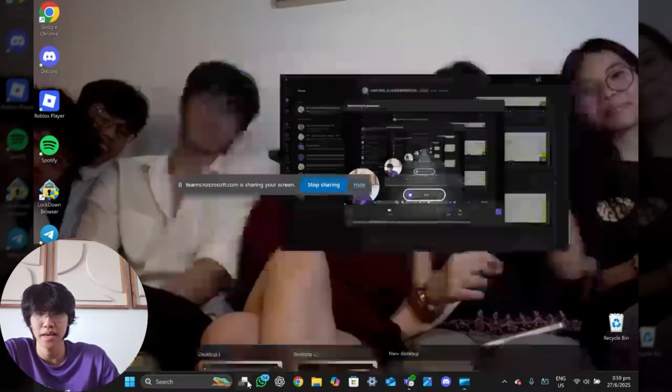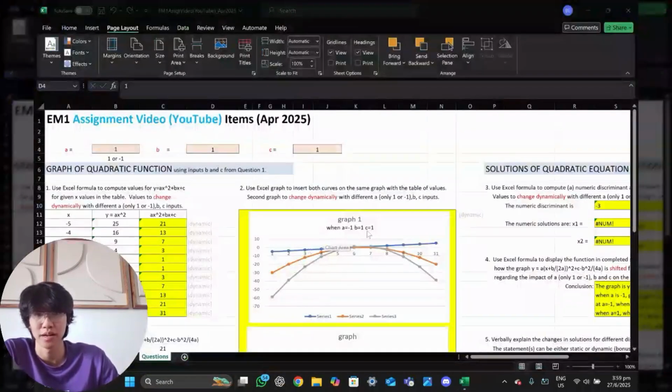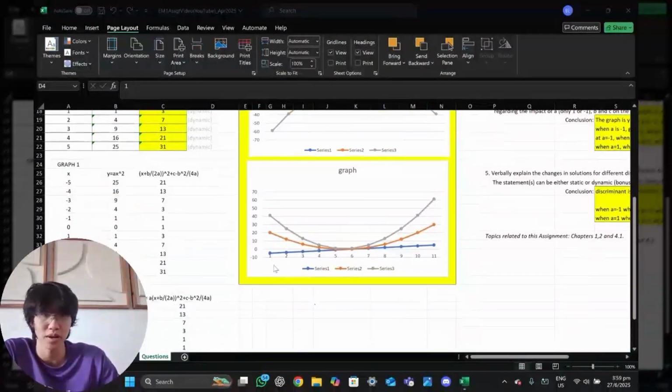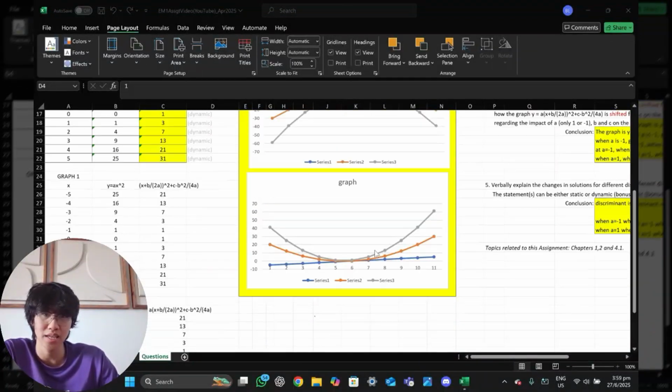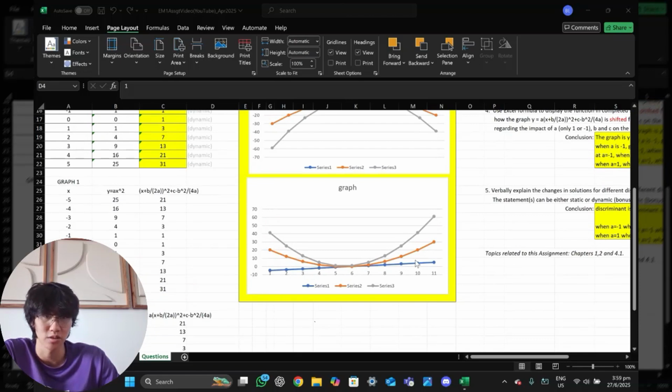Hi guys, we'll be doing a equals 1, b equals 1, and c equals 1 now. This is how the graph looks for a equals 1, b equals 1, and c equals 1. Here, the graph is a U shape because a is positive 1. That is why it results in a U shape.